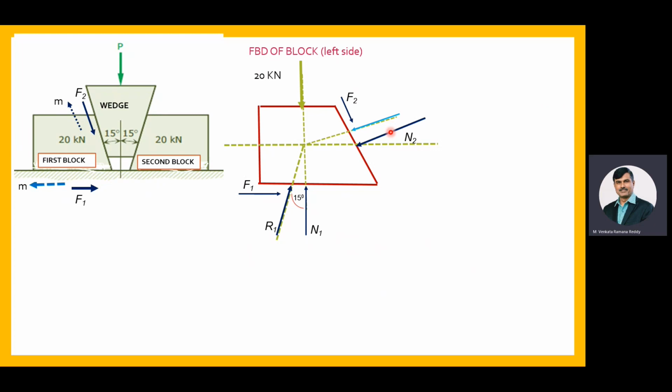Then N2's inclination with the horizontal is nothing but the wedge inclination, which is 15 degrees. Then the inclination between R2 as well as N2 is nothing but the angle of friction, which is equal to 15 degrees. Then the total angle made by the resultant force R2 with the horizontal axis is equal to 15 degrees plus 15 degrees, which is equal to wedge angle plus angle of friction, which is equal to 30 degrees.